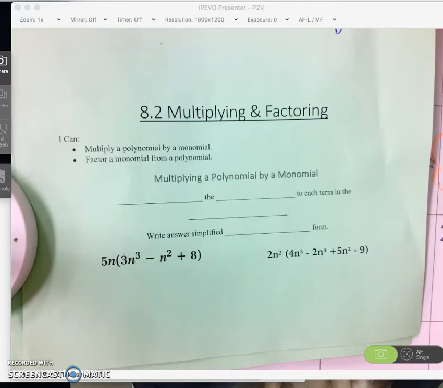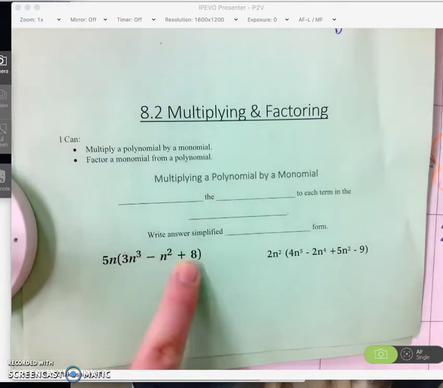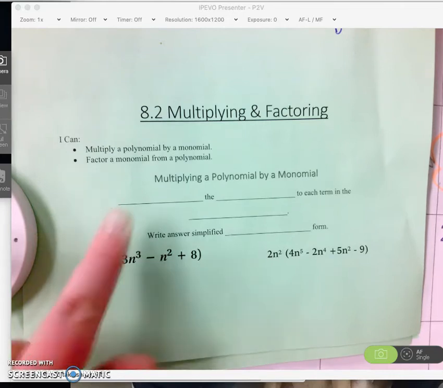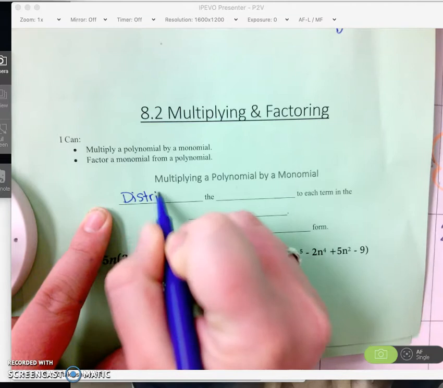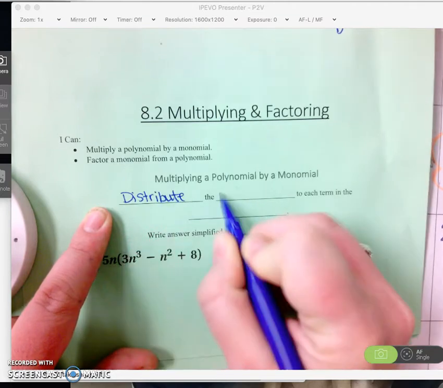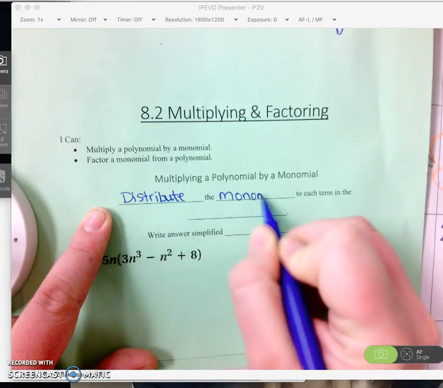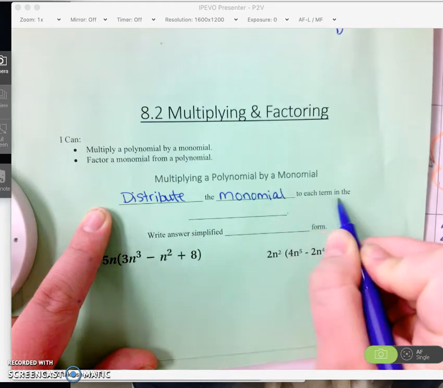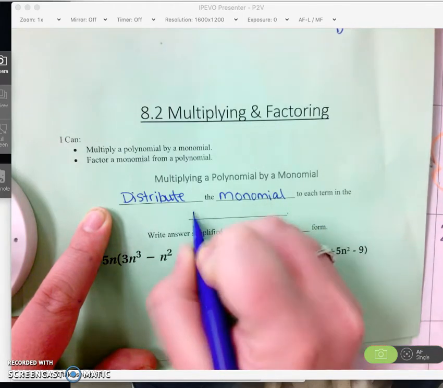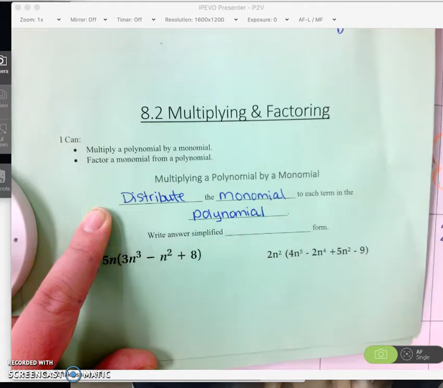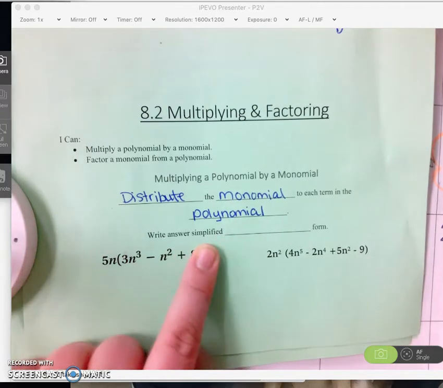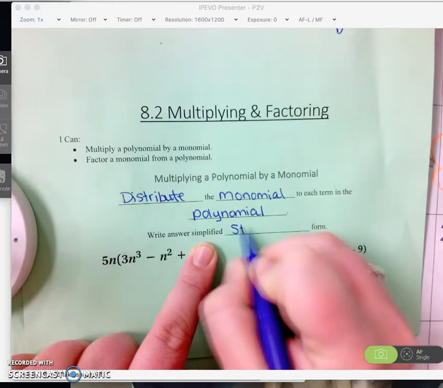Multiplying a polynomial by a monomial: you are going to distribute the monomial to each term in the polynomial. Write the answer in simplified standard form.